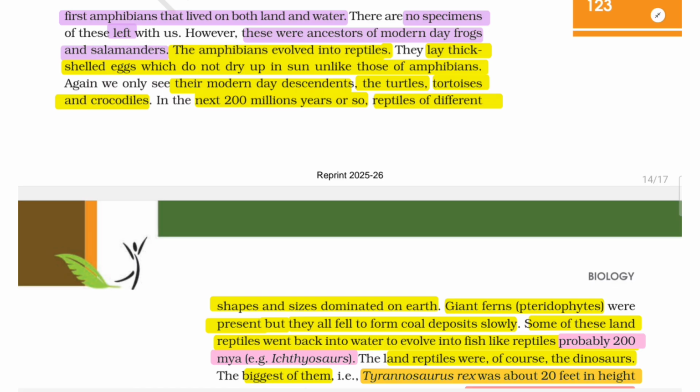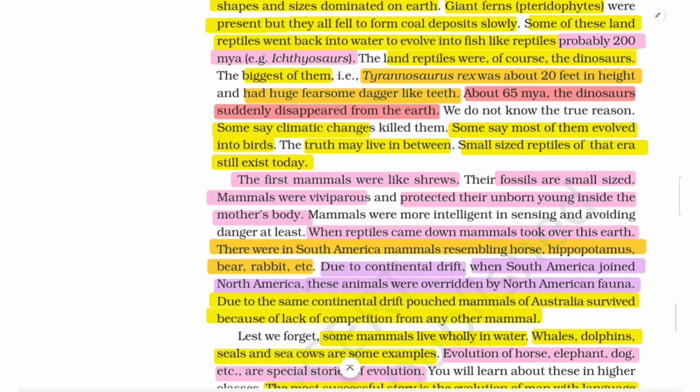The amphibians evolved into reptiles. They lay thick-shelled eggs which do not dry up in sun unlike those of amphibians. Again, we will only see their modern-day descendants, the turtles, tortoises and crocodiles. In the next 200 million years or so, reptiles of different shapes and sizes dominated on Earth. Giant forms, also known as pteridophytes, were present, but they all fell to form coal deposits slowly.